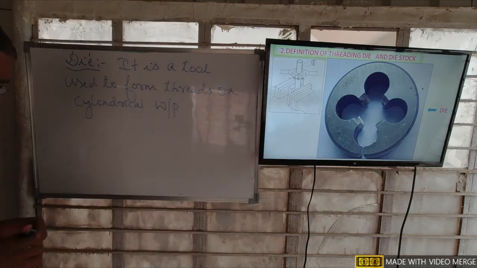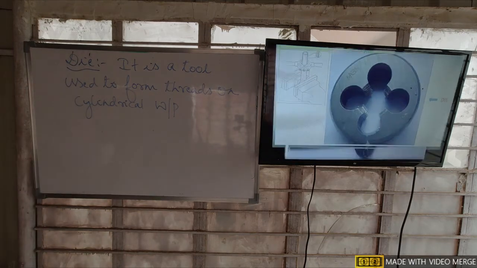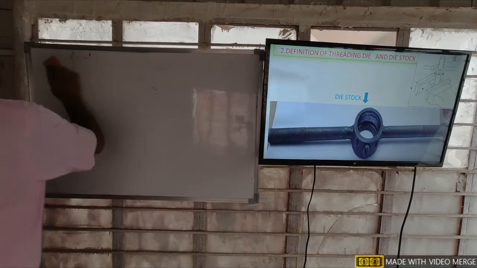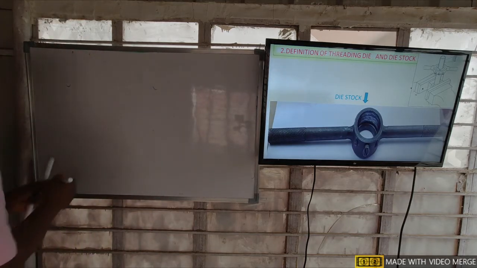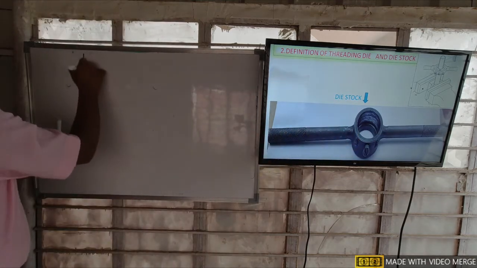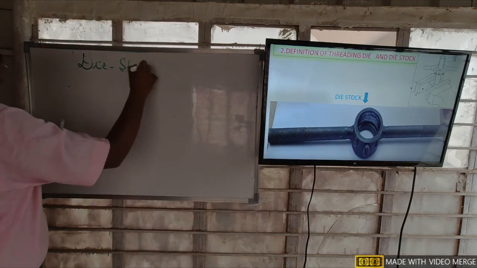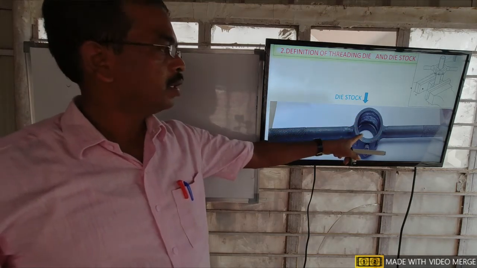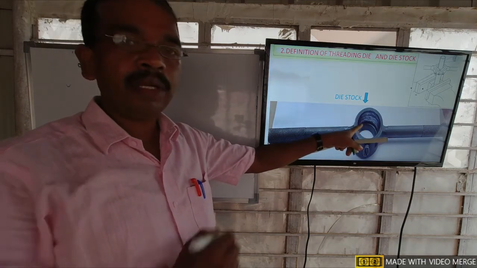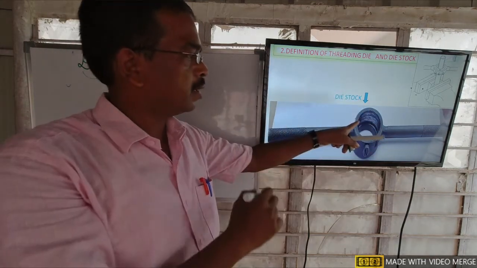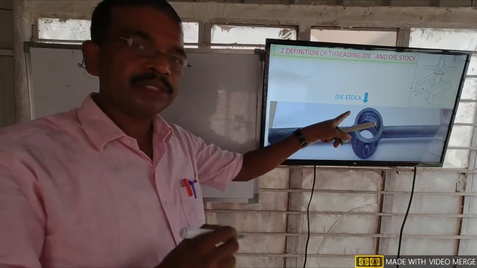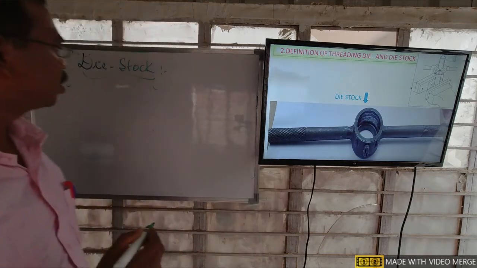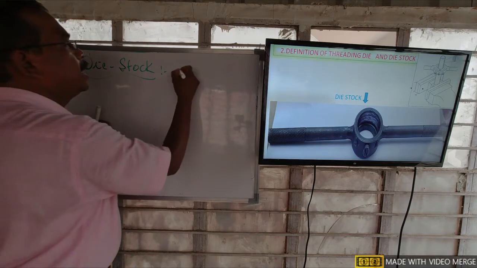And then what is die stock? See, this is the die stock. Actually, this stock is used to hold the die in position, and that die will drive over the workpiece to produce the helical ridges on the surface of the workpiece.